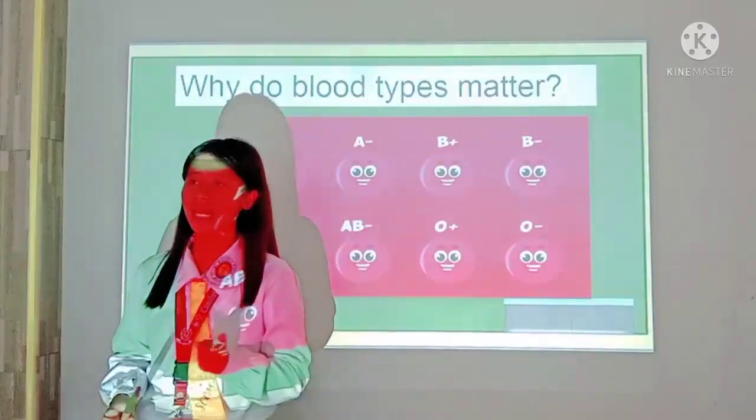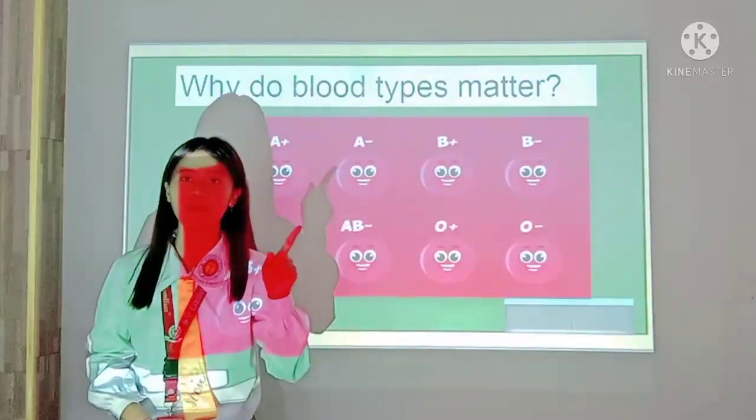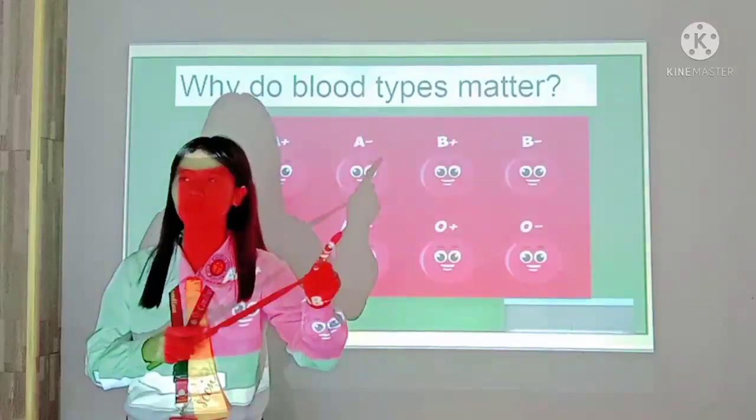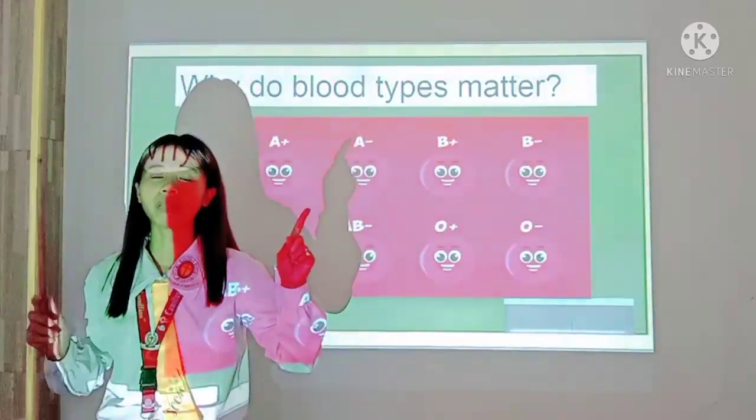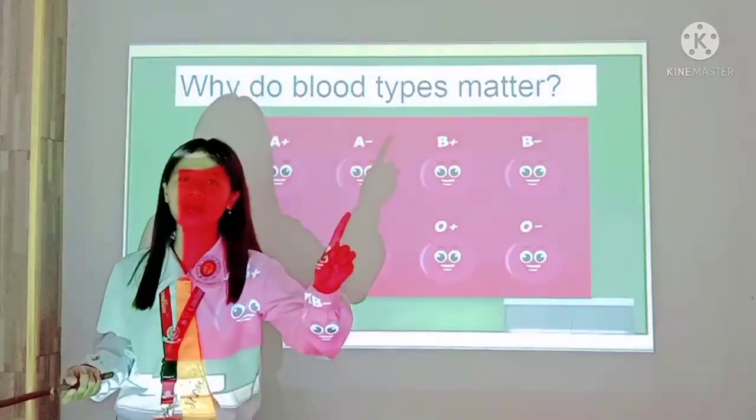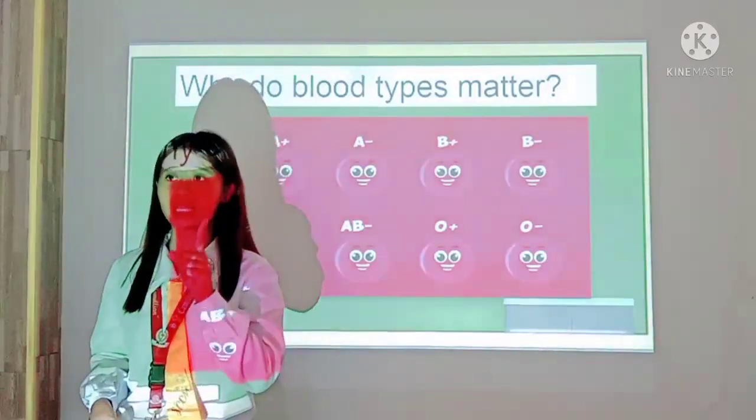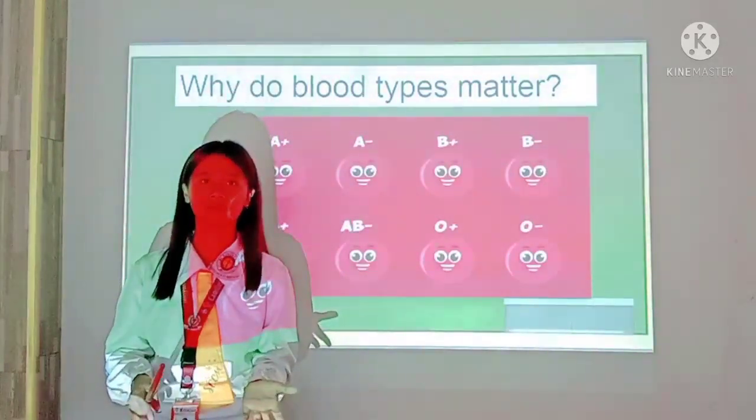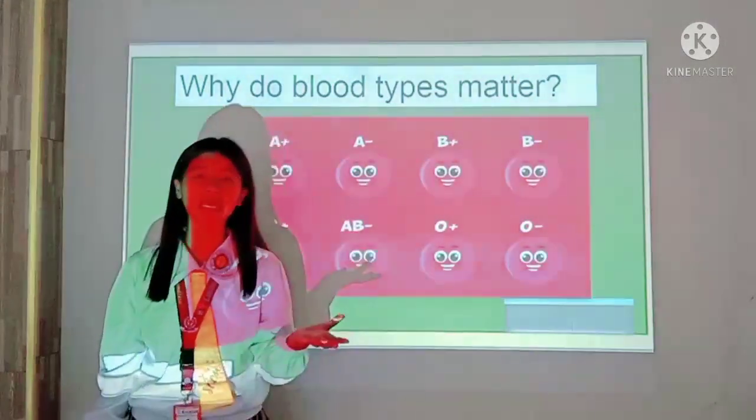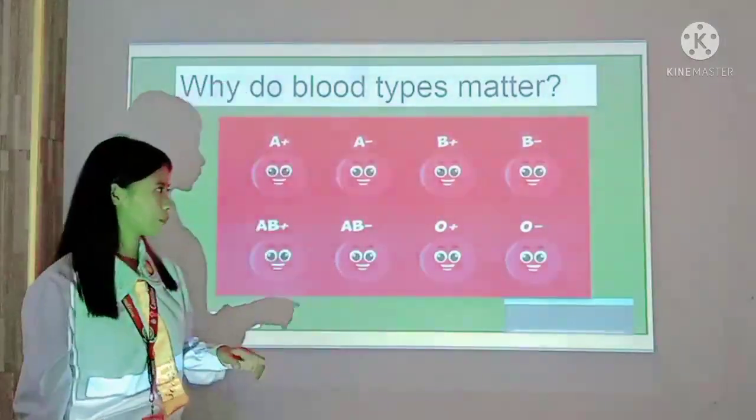Because kapag nagkamali ka, for example, the person in need of blood is type A positive and he or she received A negative, of course, maglalaban-laban kasi nga po, kapag A positive ka, kailangan yung blood type na i-receive mo is A positive only. Wala nang iba. Okay? Kapag B positive ka naman, also B. Kapag negative, negative lang.